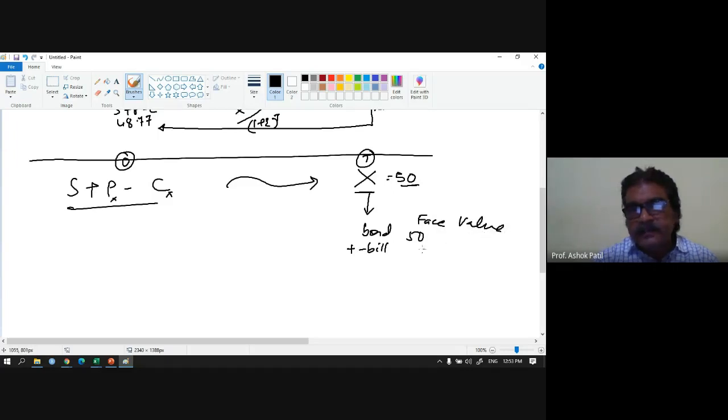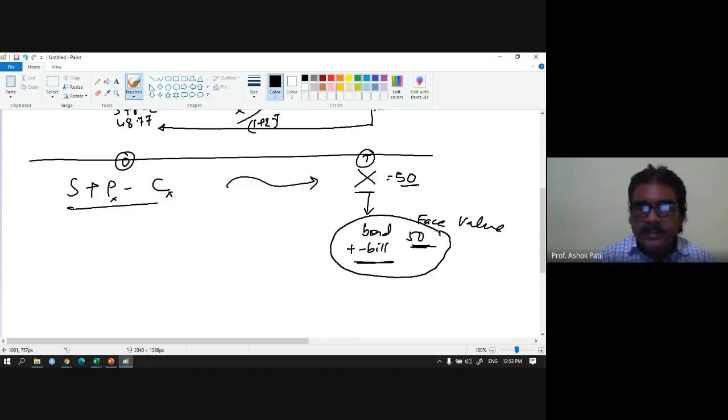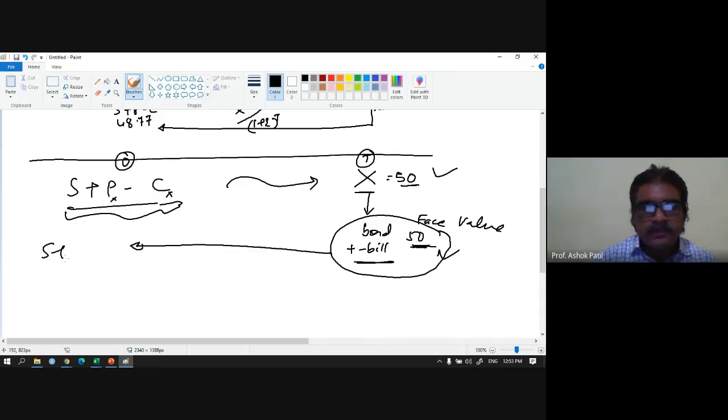So if 50 is the face value, the bond face value doesn't change, and if I'm holding the bond, at maturity I'll get 50 rupees fixed. Correct? I know that if I'm holding a bond whose face value is 50, at maturity I'll get 50 rupees no matter what happens, because it's a government bond. So that means the government bond is behaving like S plus P minus C, isn't it? Since the output of this is the same as this, the present value of the bond should also be equal to S plus P minus C.